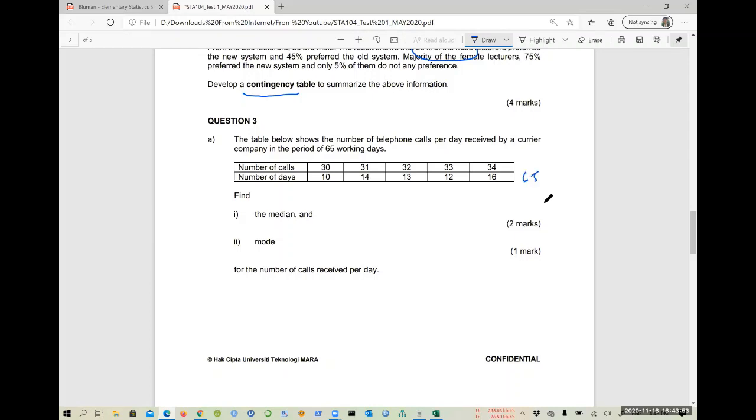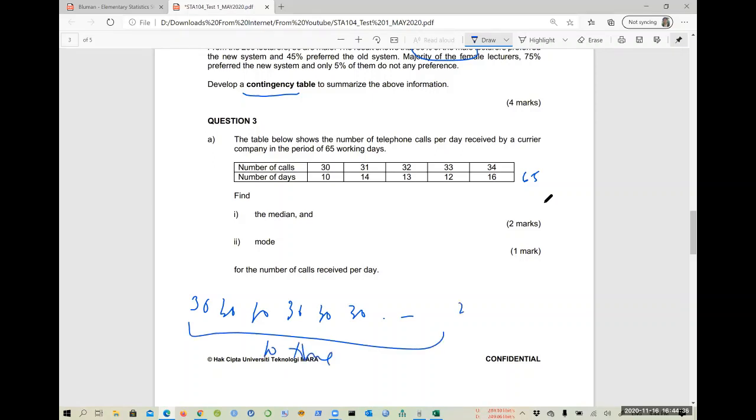And then the number of calls is a discrete number, that is 30, 31, 32, 33, and 34. So when it says here 30 and the number of days 10, that means there are 10 days where you receive 30 calls. So when you rewrite this information into a raw, ungrouped data set, you're going to have 30, 30, 30, 30, 30, 10 times.